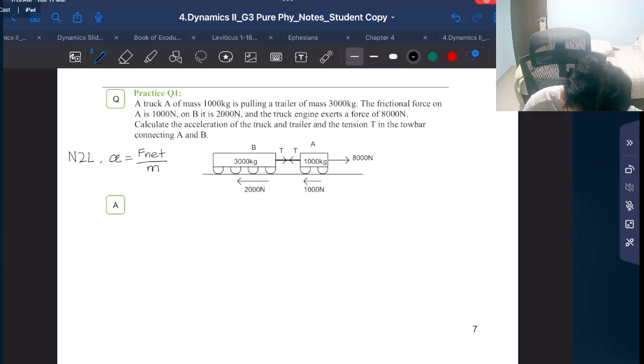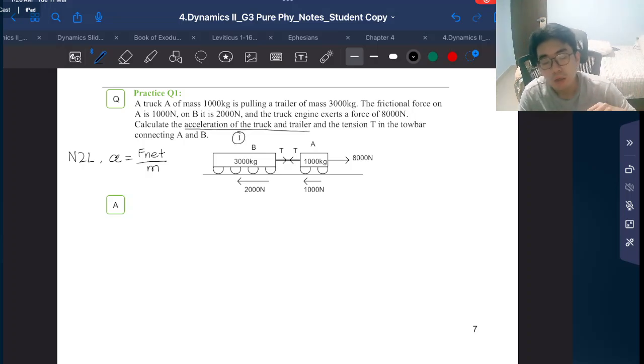A truck A of mass 1000 kg is pulling a trailer of mass 3000 kg. The frictional force on A is 1000 newtons, on B is 2000 newtons, and the truck engine exerts a force of 8000 newtons. Calculate the acceleration of the truck and trailer and the tension T in the tow bar connecting A and B. To approach this question, we ask ourselves what the goal is: the acceleration of the truck and the trailer, and after that the tension.